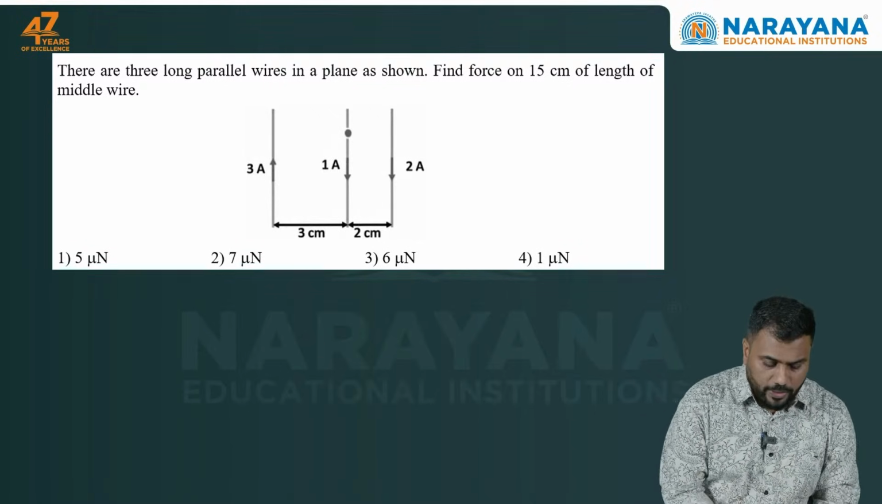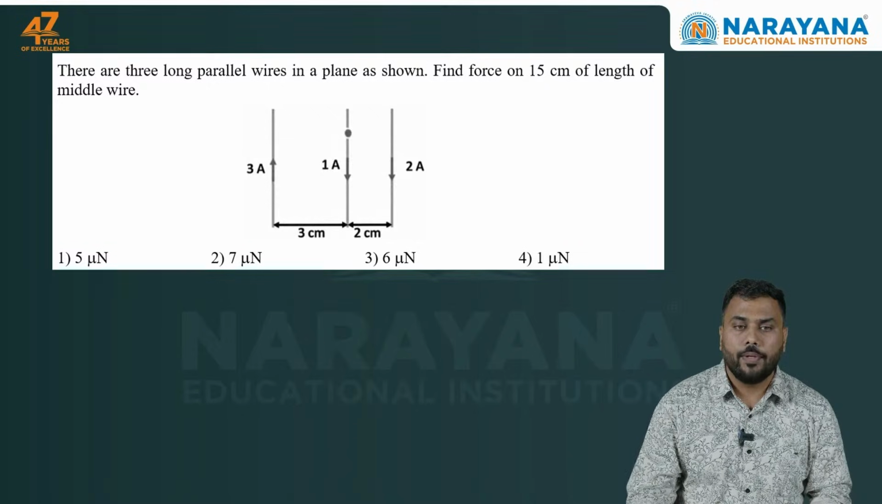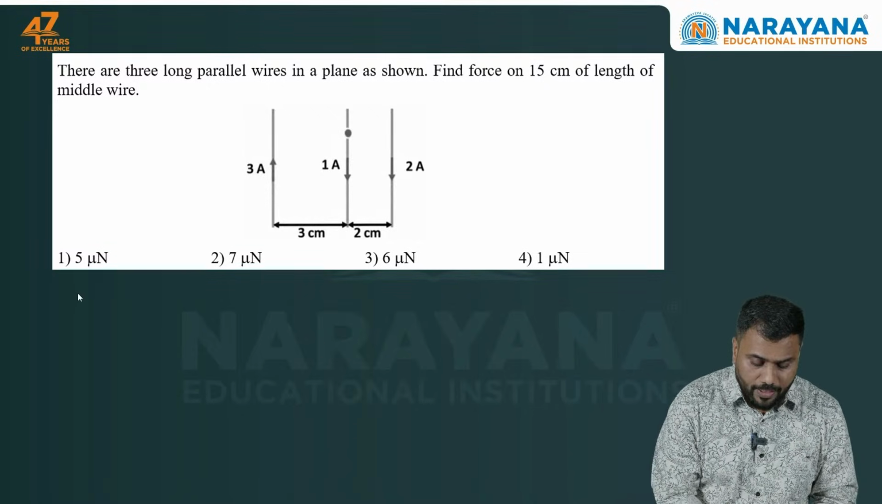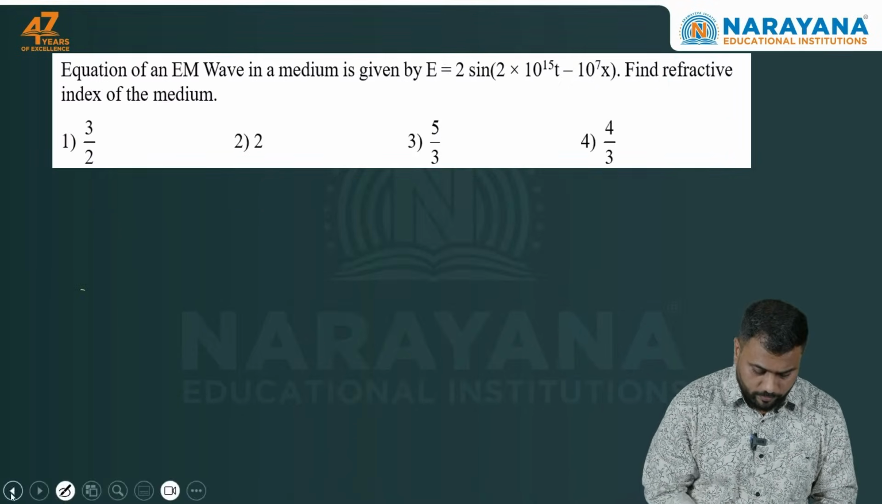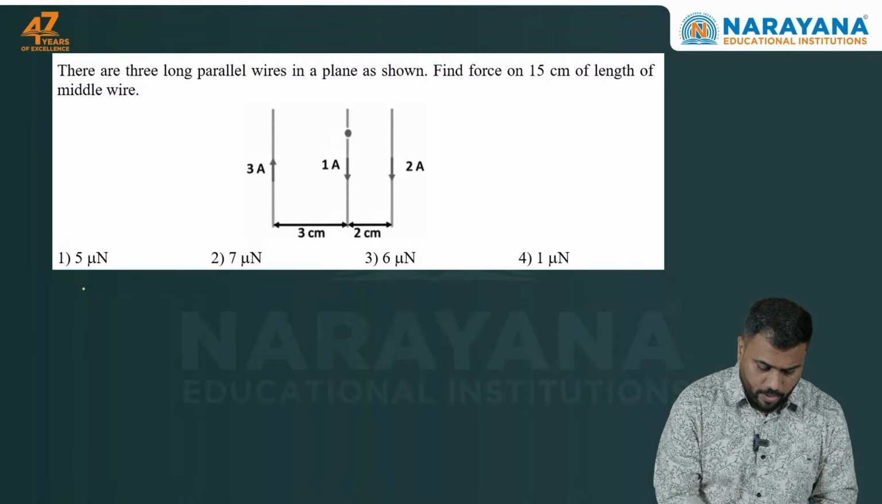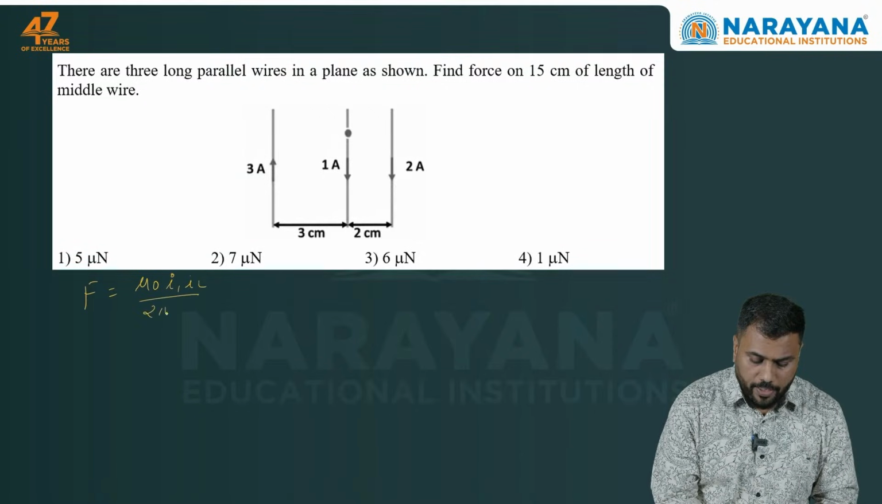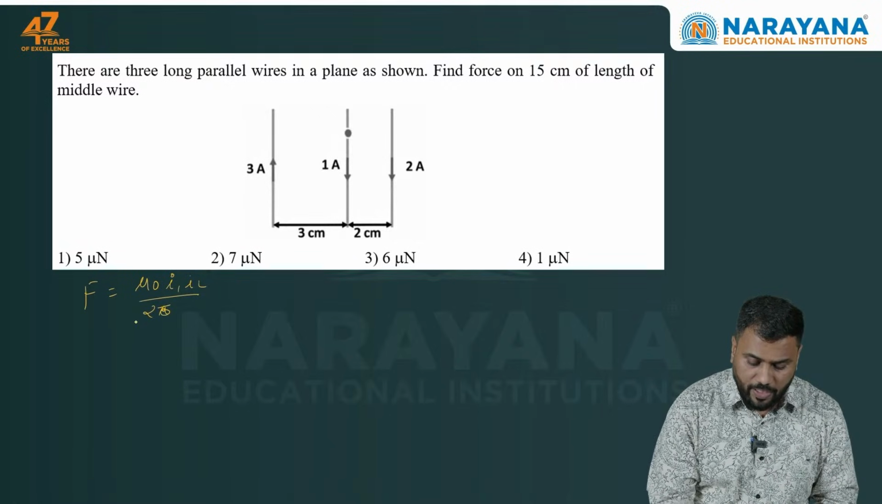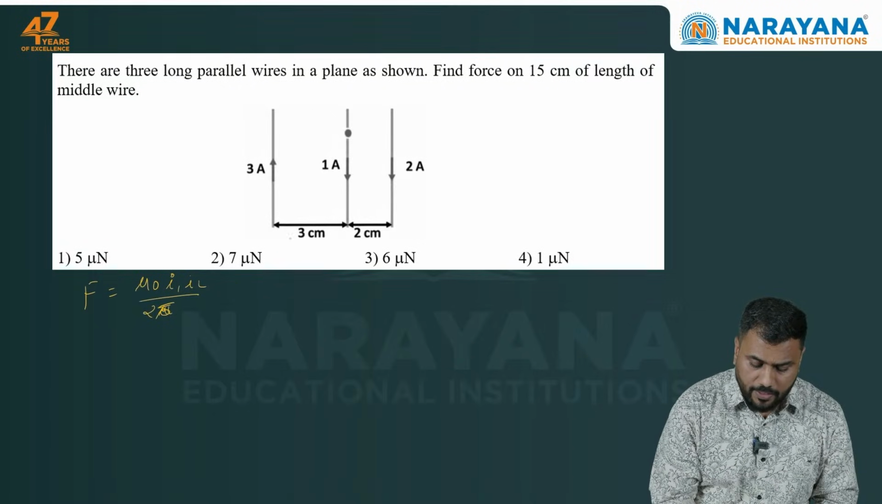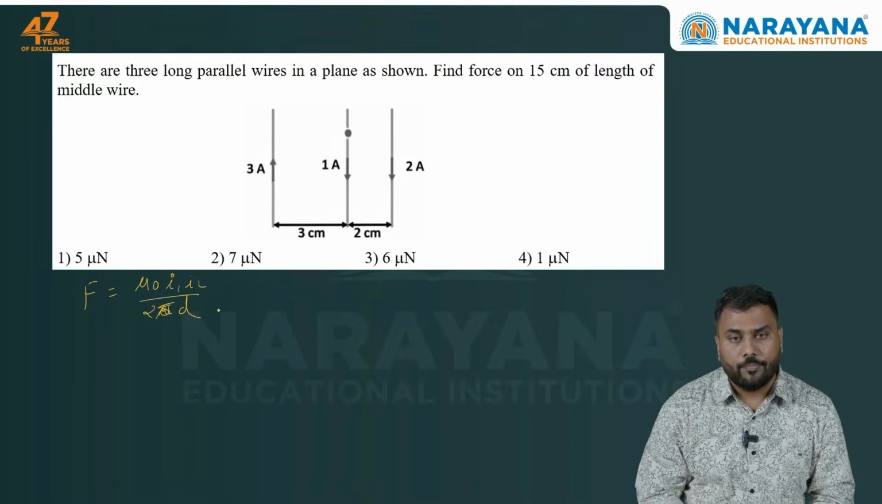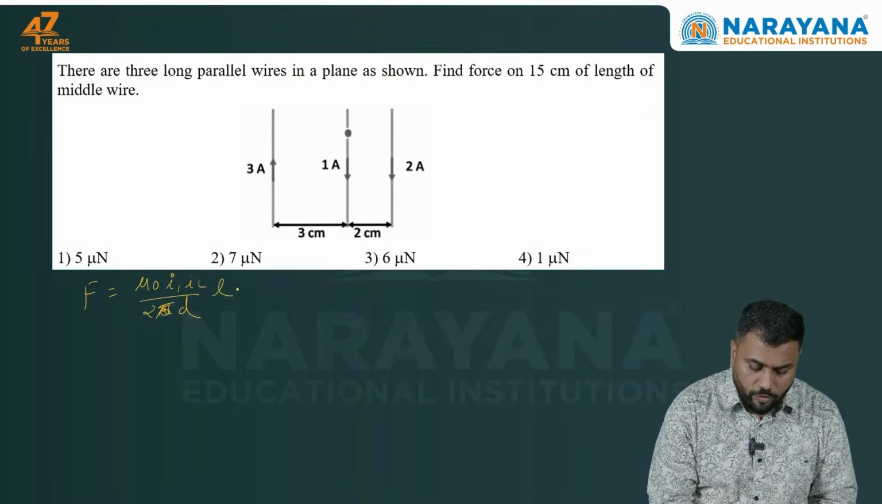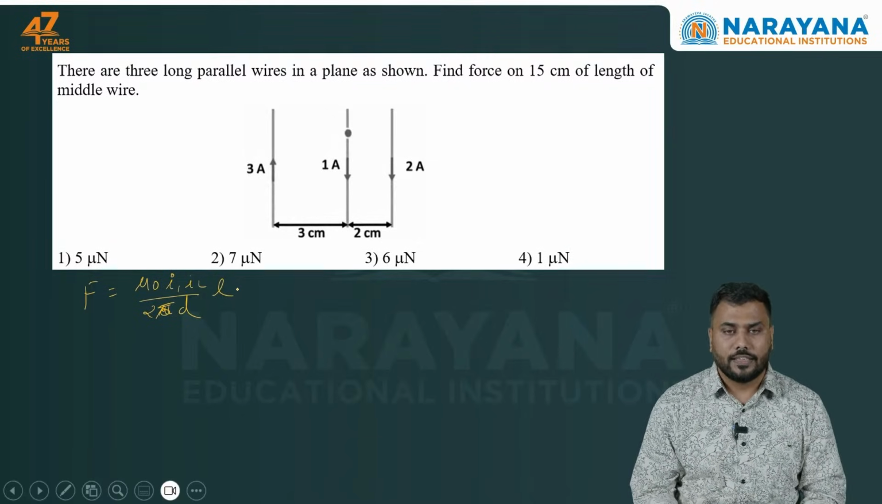You must know that the force experienced per unit length of a wire is given by the formula mu naught I1 I2 by 2 pi d, where d is the distance between the wires. This force is per unit length, so you have to multiply by the length L of the wire.